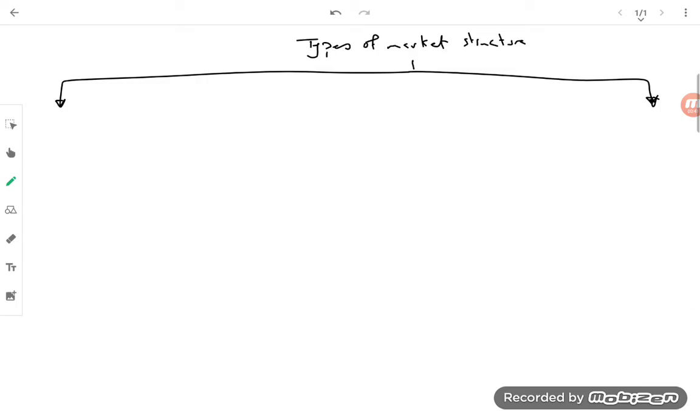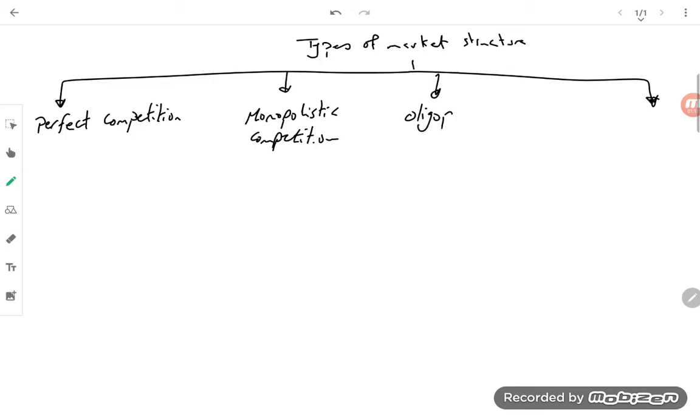So what are the different types of markets? There are four main different types. Number one, perfect competition. Number two, monopolistic competition. Number three, oligopoly. And finally, number four, monopoly. In case of monopoly, there is only one seller in the market. He is price maker.